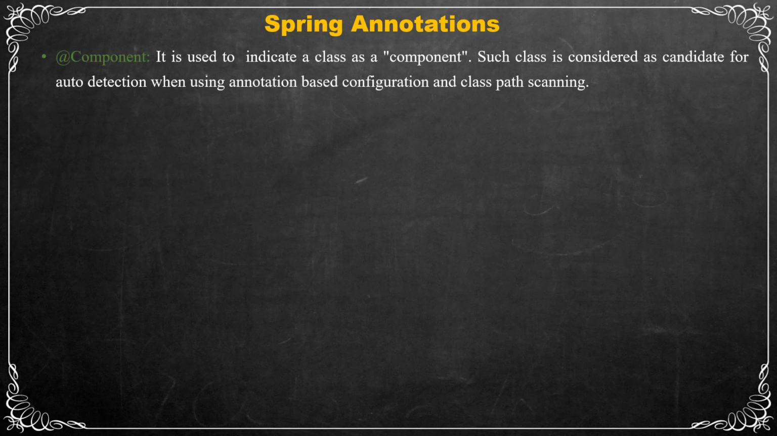Component annotation is used to indicate a class as a component. Such a class is considered a candidate for auto-detection when using annotation-based configuration and class path scanning.